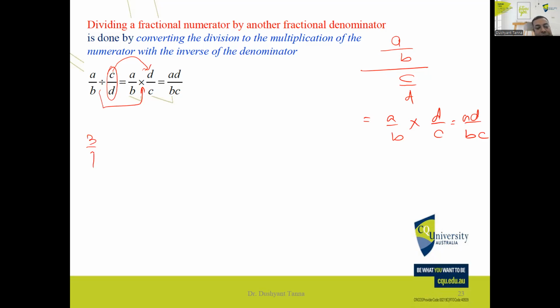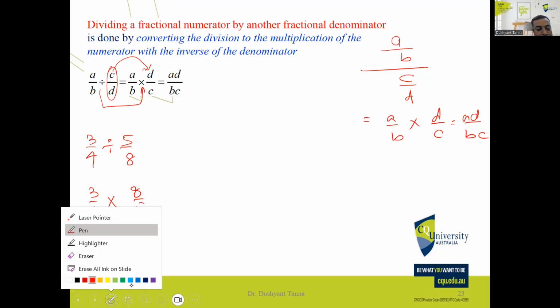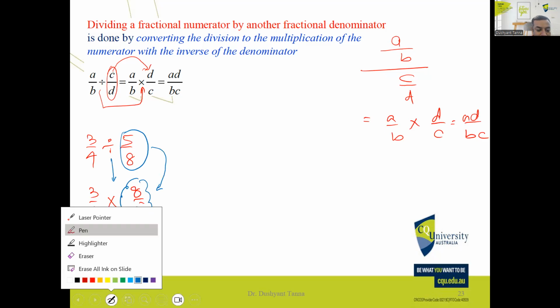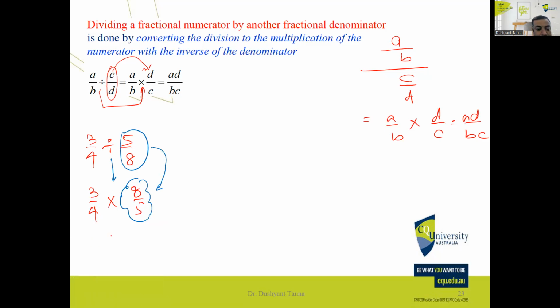So you convert division into multiplication by flipping the next number. For example, 3 over 4 divided by 5 over 8. That will be 3 over 4 times 8 over 5. So please observe, we are doing 2 changes here. The division is converted into multiplication, and 5 over 8 is written as 8 over 5 after flipping it. That is 3 times 8 over 4 times 5.